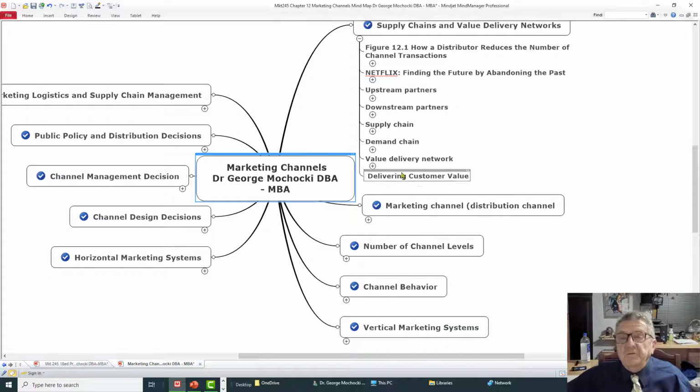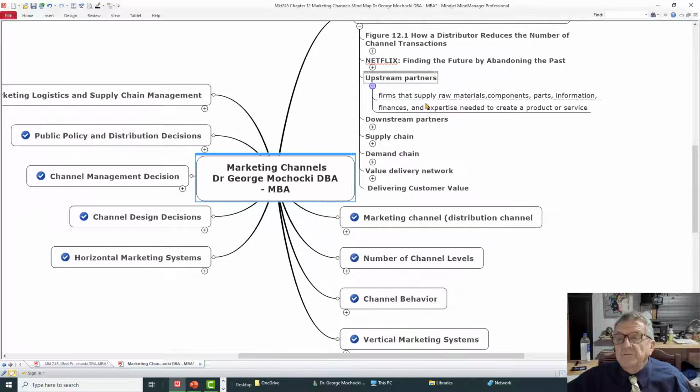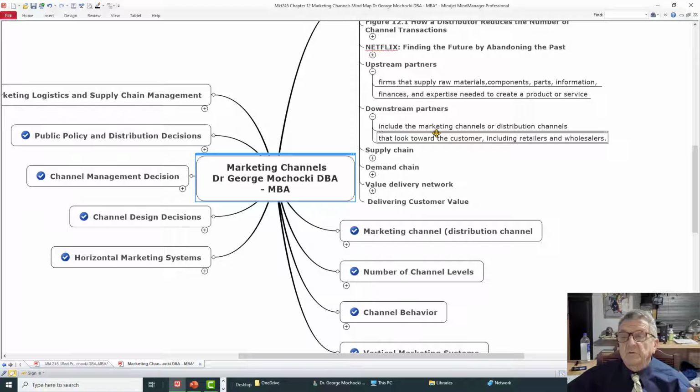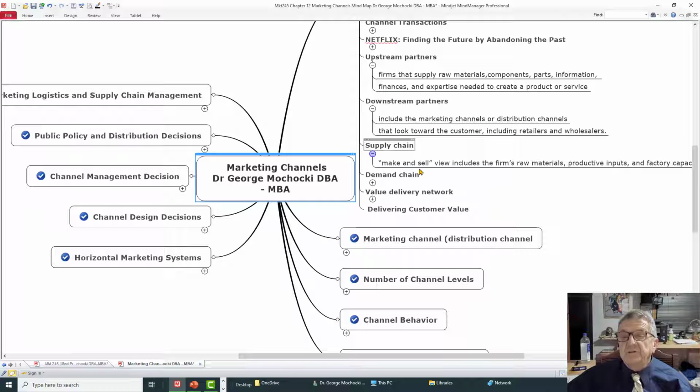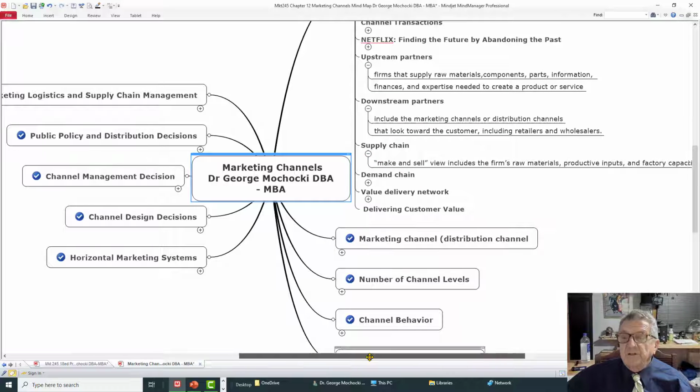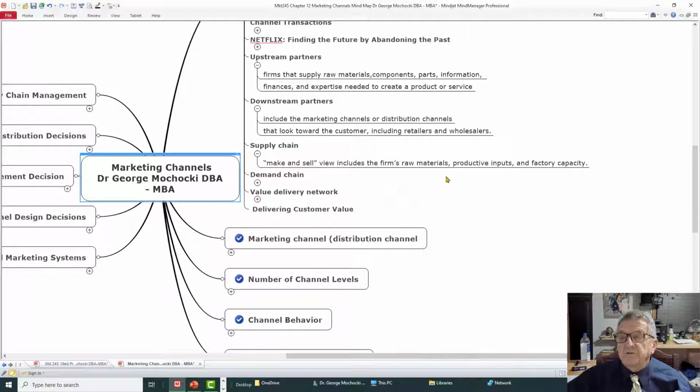Upstream partners supply raw materials, components, parts, information, and financial expertise to create a product or a service. Downstream partners include marketing channels or other distribution channels that look toward the customers. The supply chain is basically we make it, we sell it, and includes all the raw materials, inputs, and factory capacity. This also includes the distribution process, for lack of better words.